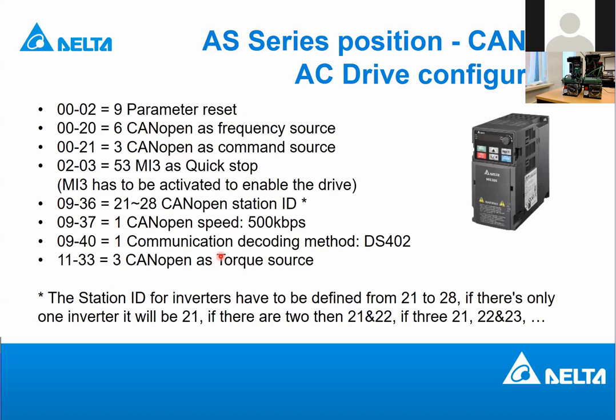Now, for the next step, we're going to configure the other slave. That is the inverter. For the inverter, first of all, let's also reset the parameter of the inverter. To do that, we'll go to parameter 0002. We set it to 9, so it resets all the parameters to factory default setting. So let's go to our editor.